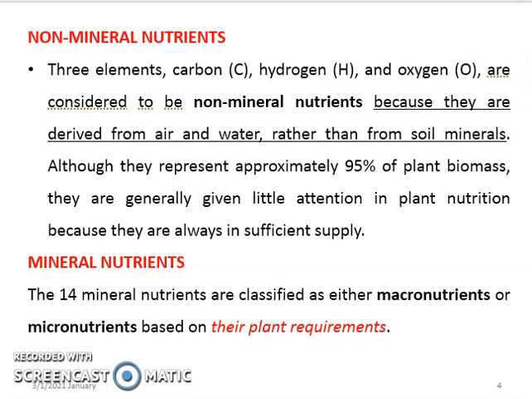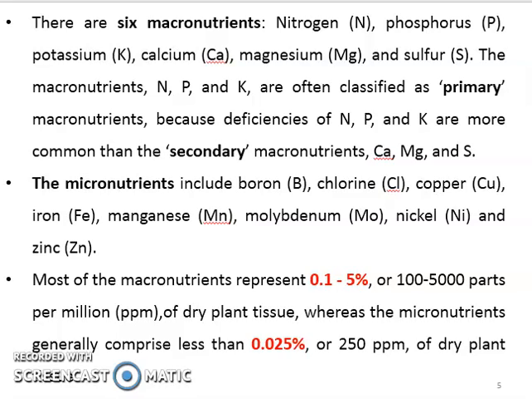Mineral nutrients. The remaining 14 mineral nutrients are classified as either macronutrients or micronutrients based on their plant requirement. There are 6 macronutrients: nitrogen, phosphorus, potassium, calcium, magnesium, and sulfur, in addition to carbon, hydrogen, and oxygen. So the macronutrients are 9, as I told you.